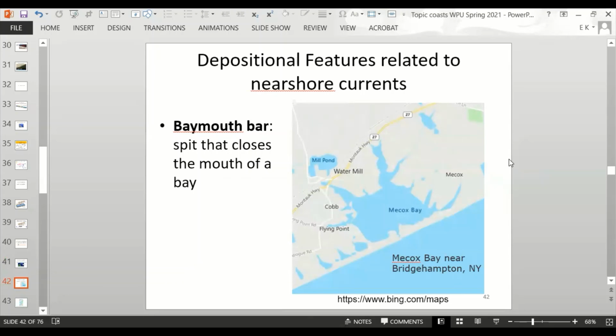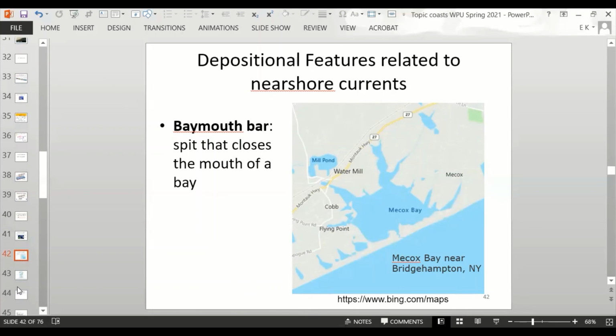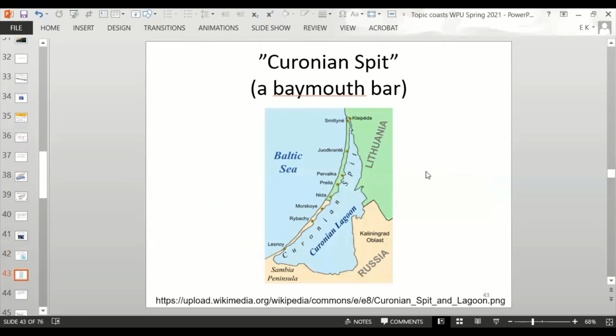A bay mouth bar is a spit that closes the mouth of a bay. So this is a bay mouth bar that closes off this bay near Bridgehampton. This is the south shore of Long Island. So here's a bay and it's cut off by this bay mouth bar. Here's another bay mouth bar.